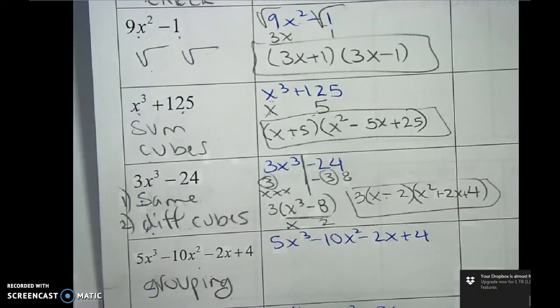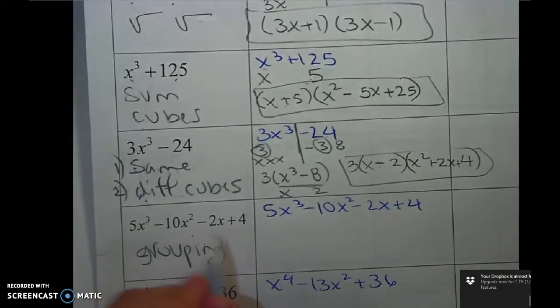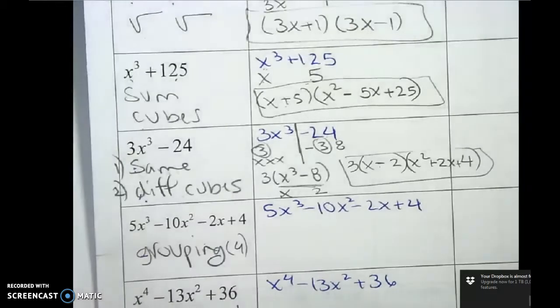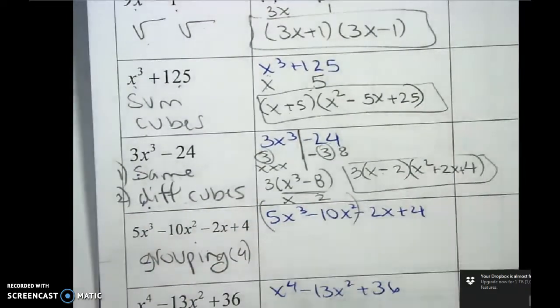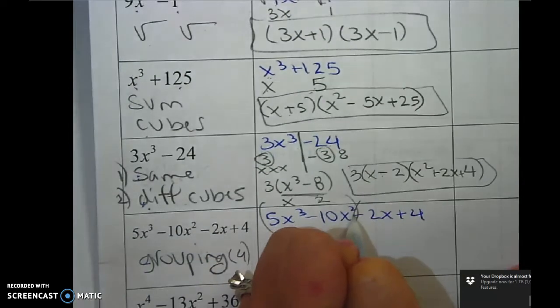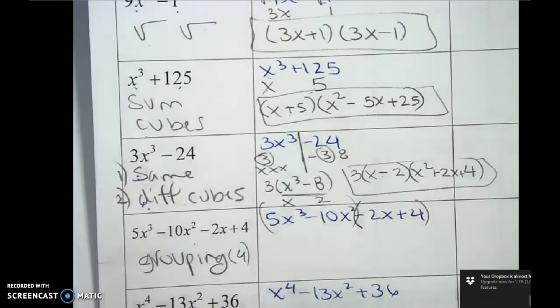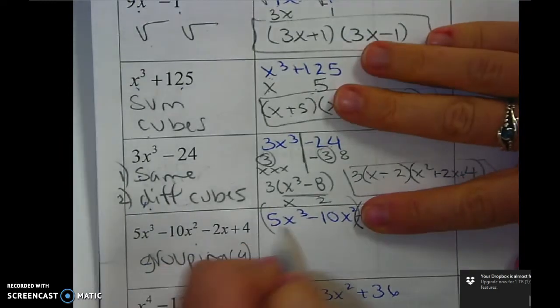Okay. This is factor by grouping. Remember, in order for it to be factor by grouping, there needs to be 4 of them. And I'm literally going to group them. So I'm going to take care of those 2, and those 2 will stay together. And then I'm going to take care of these 2, and those will stay together. So I'm going to GCF the first group.